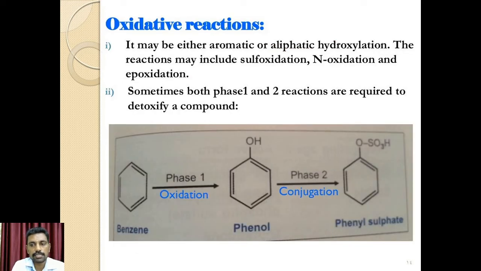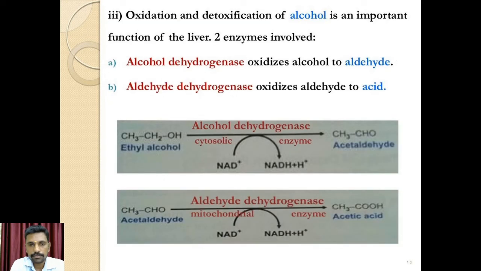Oxidative reactions may be either aromatic or aliphatic hydroxylation. The reactions may include sulfoxidation, epoxidation, N-oxidation. Phase 1 and phase 2 reactions are necessary to remove chemical compounds from the environment. For example, benzene is converted to phenol through a phase 1 oxidation reaction, and the produced phenol is converted to phenyl sulfate at the end by the phase 2 conjugation process.